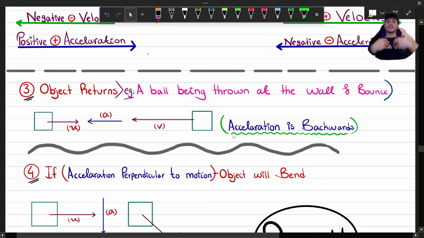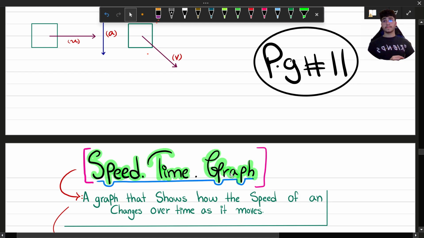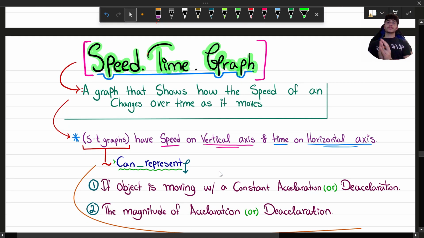If an object returns, for example, a ball is thrown at the wall and it bounces back, the acceleration is backwards. If acceleration is perpendicular to the motion, the object will bend. So for example, you throw a water bottle and a ball hits the water bottle at a perpendicular angle. The water bottle is going to bend because the acceleration is perpendicular to its motion. And that is all about velocity and acceleration.